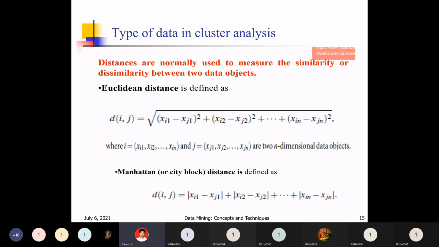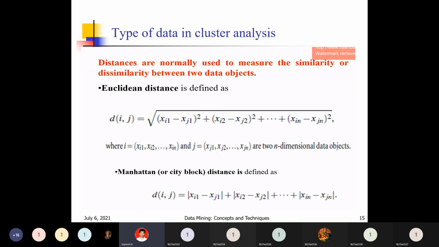So distances are normally used to measure the similarity or dissimilarity between two data objects. Distances are mainly used to measure similarity and dissimilarity. We can find out similarity and dissimilarity between two objects.